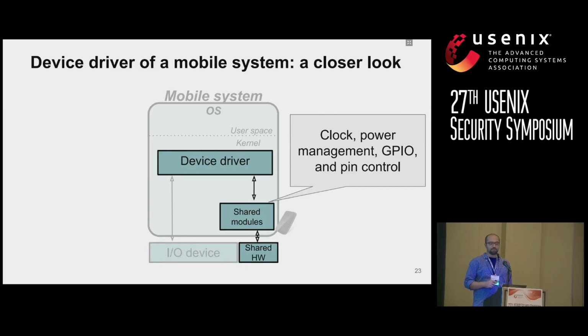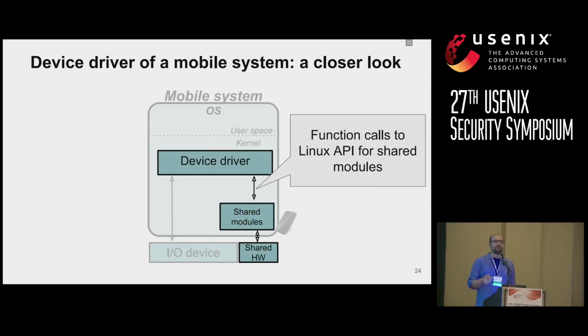In the system, there are also some shared resources like clock, power management, GPIO, and pin controller that the driver needs to manage for its device. The Linux kernel provides APIs for sharing these resources and accessing shared modules. For example, the device driver can call functions of this API to adjust the clock frequency or change the voltage of a regulator.